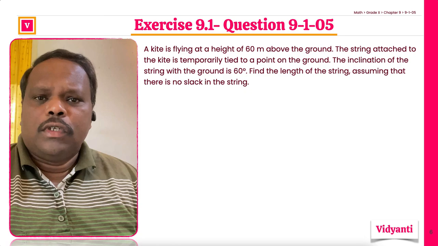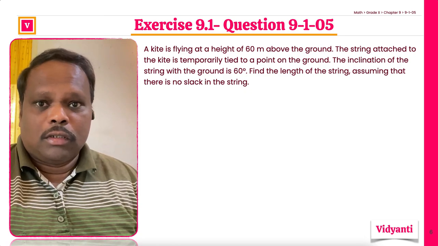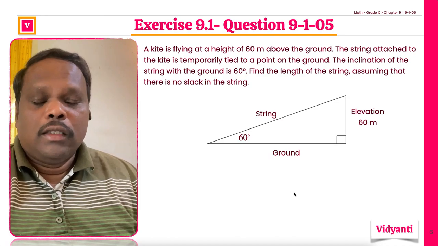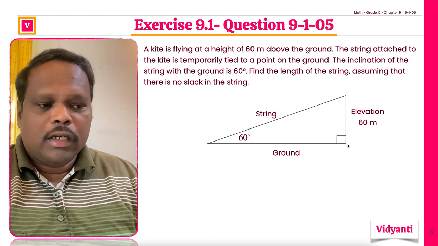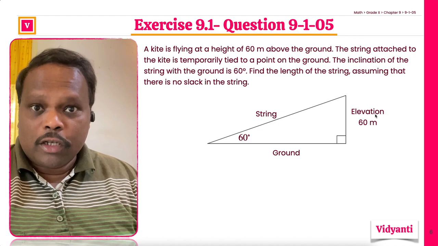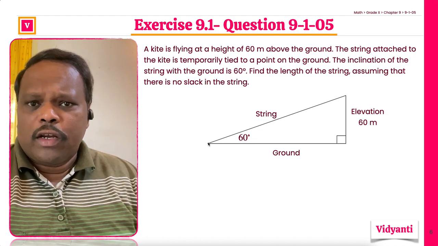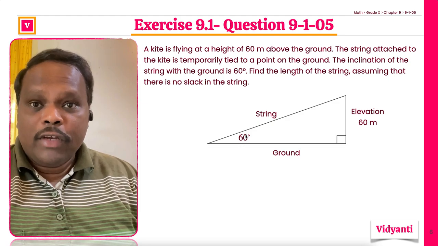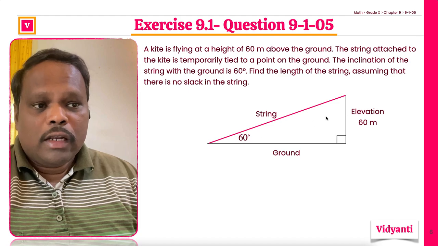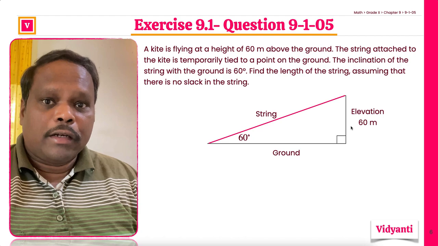In such cases, we are supposed to draw the diagram first, and that should simplify the given solution. So let's see. In this case, the kite, which is somewhere here, is at an elevation of 60 meters from the ground. It is connected somewhere here with the ground, and the angle of elevation is given as 60. We are supposed to find out the length of the string, which is equivalent to the hypotenuse of this right angle triangle.